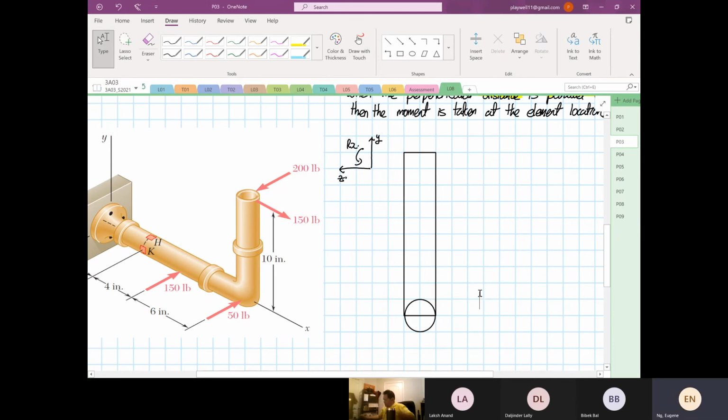Okay, so now we're going to draw our forces. So you have your 200 pounds over here, right? And then you have a dot coming out. This is your 150, right? And then you have your two forces over here is the 150 pounds, and you also have your 50 pounds.